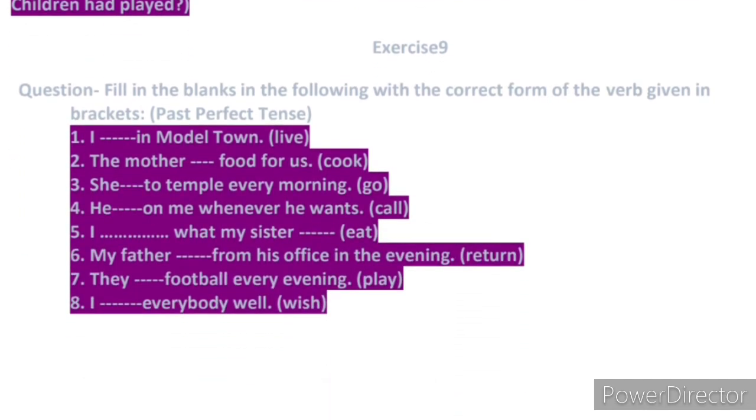First, I live in model town. So answer will be I had lived in model town. Next, mother cook food for us. Answer will be the mother had cooked food for us. Next, she go to temple every morning. The answer will be she had gone to temple every morning. Next, he call on me whenever he wants. Answer will be he had called on me whenever he wants.